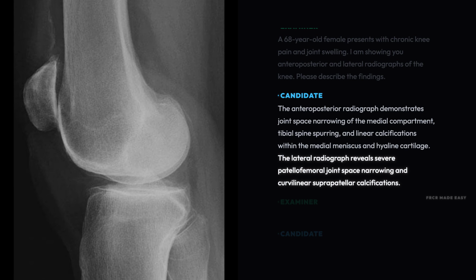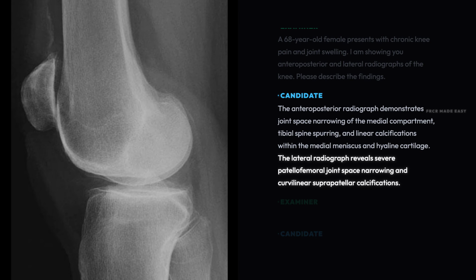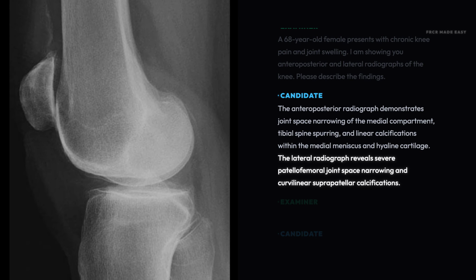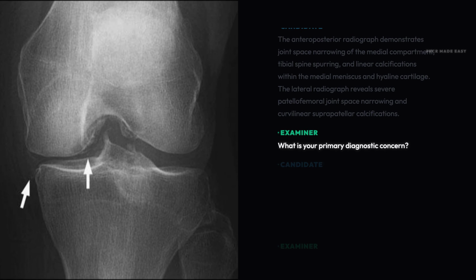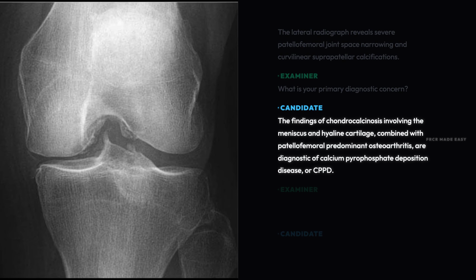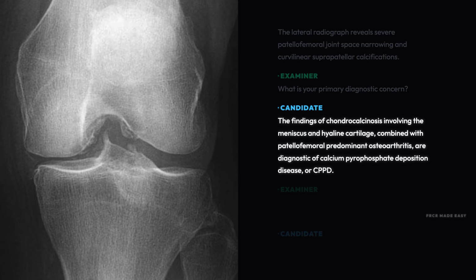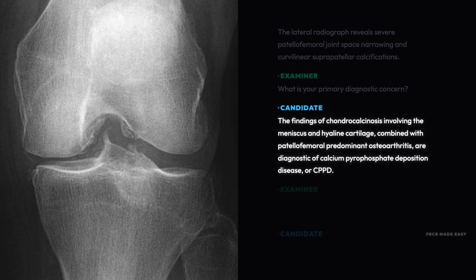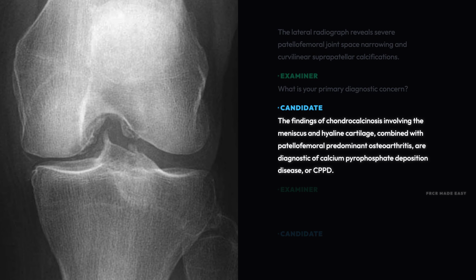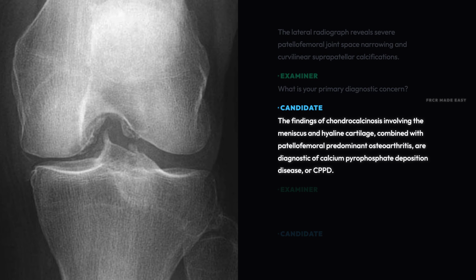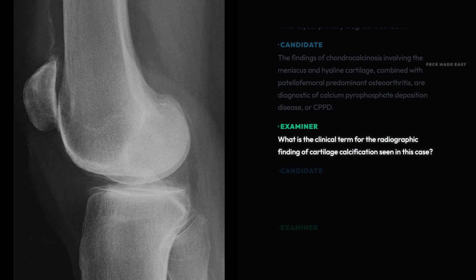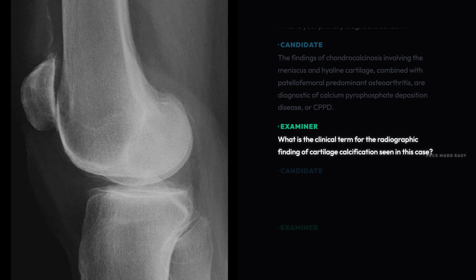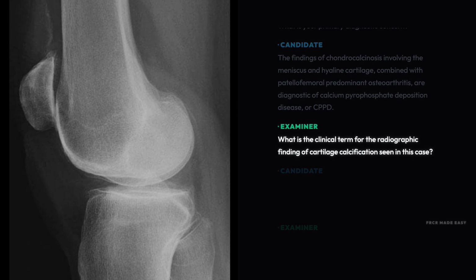The lateral radiograph reveals severe patellofemoral joint space narrowing and curvilinear suprapatellar calcifications. What is your primary diagnostic concern? The findings of chondrocalcinosis involving the meniscus and hyaline cartilage, combined with patellofemoral predominant osteoarthritis, are diagnostic of calcium pyrophosphate deposition disease, or CPPD. What is the clinical term for the radiographic finding of cartilage calcification seen in this case?